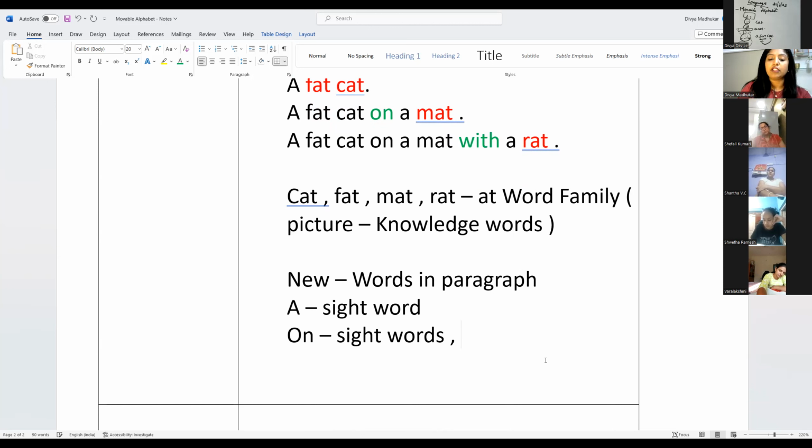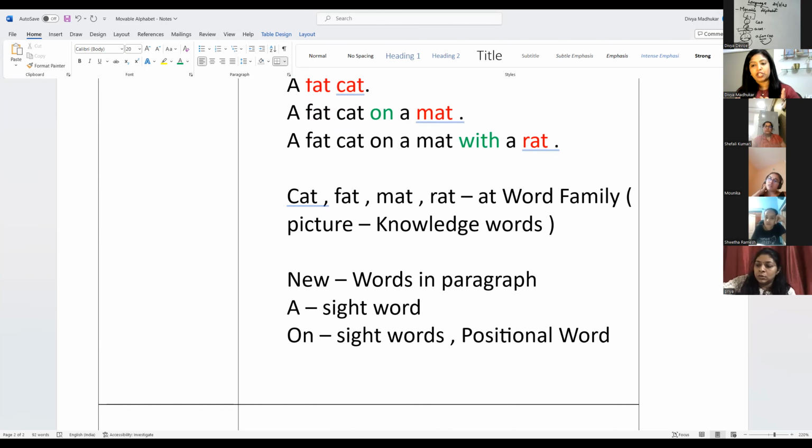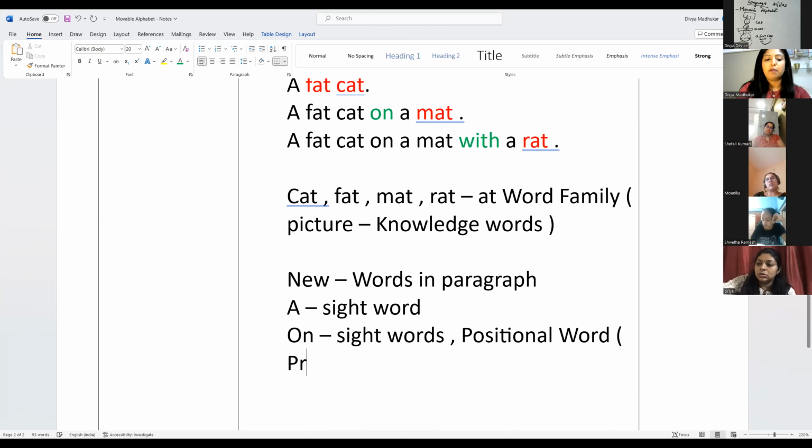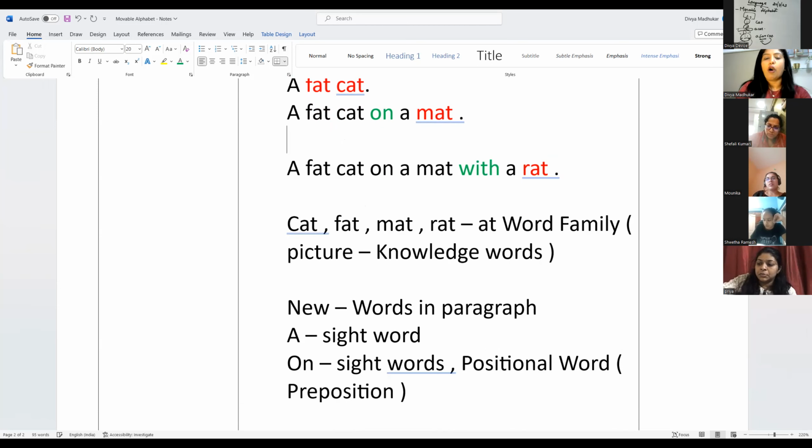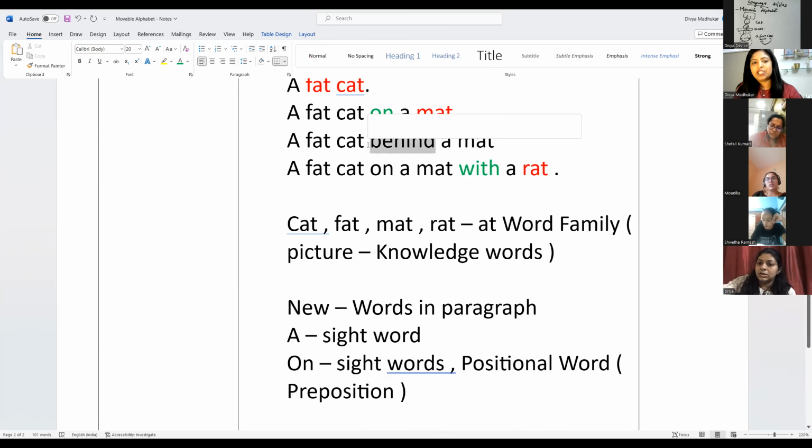This is also a positional word, right? What is a positional word? Positional word is nothing but my preposition. I can say a fat cat on a mat, or I can say a fat cat behind a mat. So positions can keep changing. I can say a fat cat in front of a mat. So anytime that you're introducing those, you figure it out.